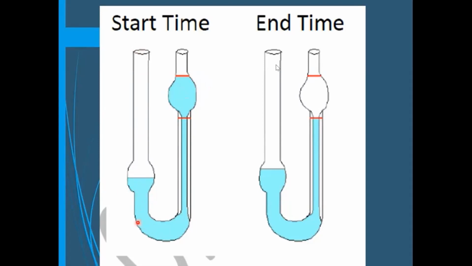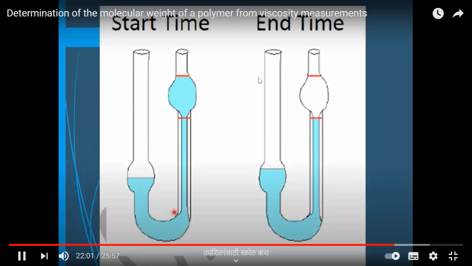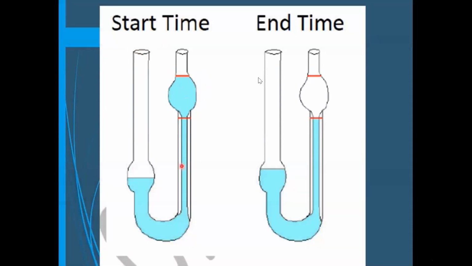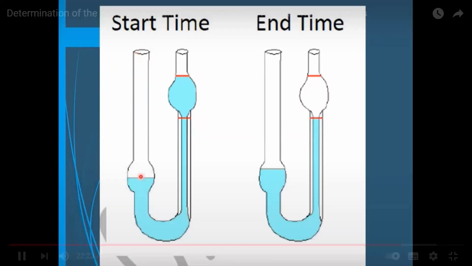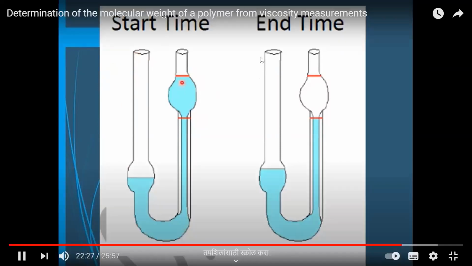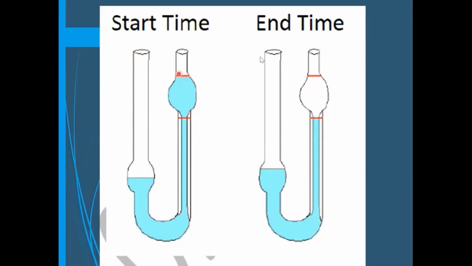Now the concentration will change. That means viscosity will change, the resistance of molecules will change, and the flow time of the solution will also change. Repeat it 5 times. That means we will add 10 ml divided into 5 parts: 2 ml, 2 ml, 2 ml, 2 ml, and 2 ml. That means I have 5 different concentrations, with 5 different flow times.